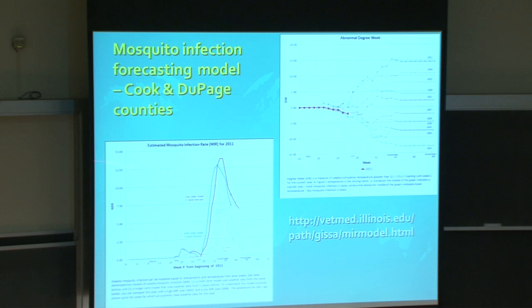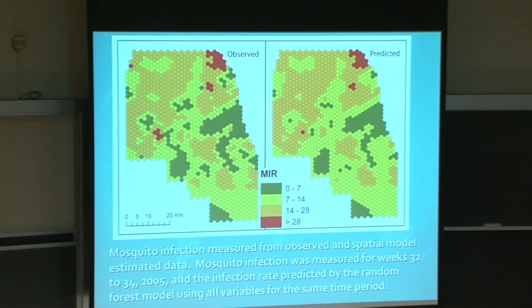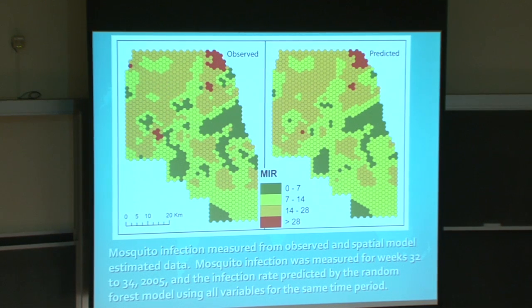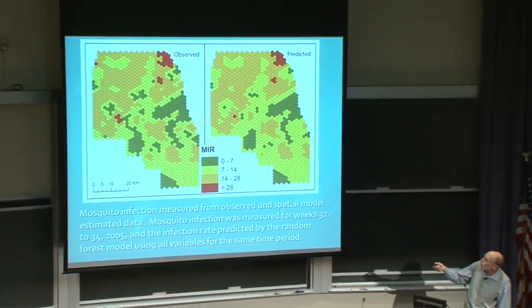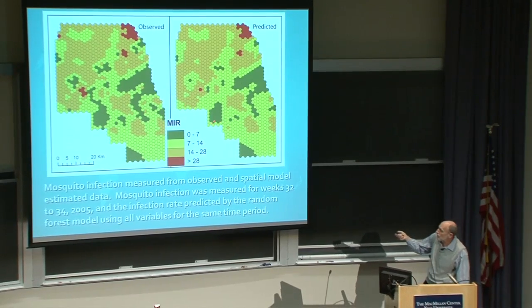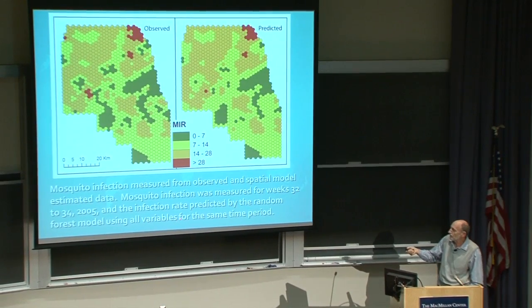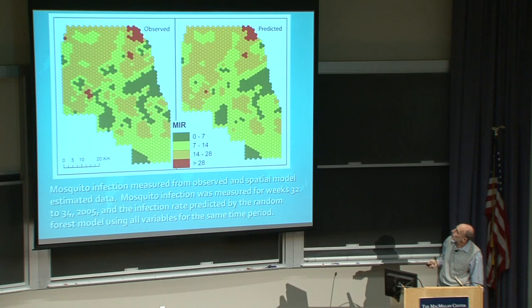And in fact, when we developed a mosquito infection forecasting model, it worked pretty well, but it's about 2 weeks in advance. So the question of how useful it is remains to be seen, but at least we feel like locally we are pretty good at understanding what is happening. When we looked at mosquito infection using the observed data and the spatial model estimated data, it's not bad. When you compare those 2 graphs, we feel like the infection we predicted by the random forest model using all the variables for the same time period was pretty good.